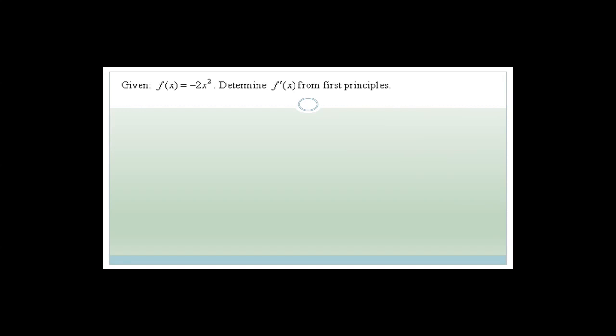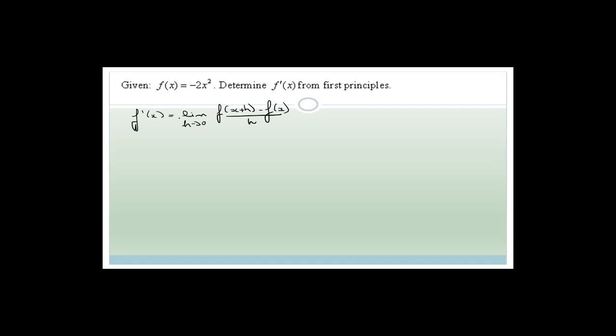Things that you will definitely see in your final exam paper is determining f dash of x from first principles. In this case, they've given you a fairly decent one. They've got f of x is equal to minus 2x squared. So the first principle formula goes f dash of x equals the limit as h tends to 0 of f of x plus h minus f of x all over h. Okay, so that is on your formula sheet.